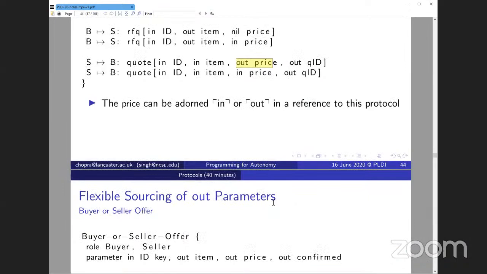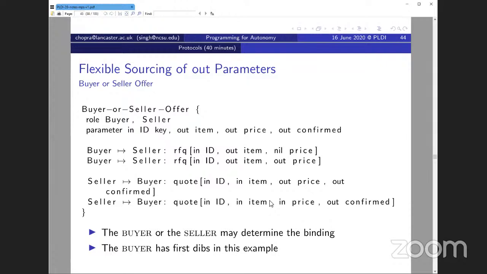And one more example, and I think maybe then I'll stop for the session. Here is a situation where either the buyer or the seller could initiate the offer. I think this was similar to the example I gave earlier. The difference is that as far as the protocol is concerned, it's clear that the price is being determined, but the price could be determined by either party.